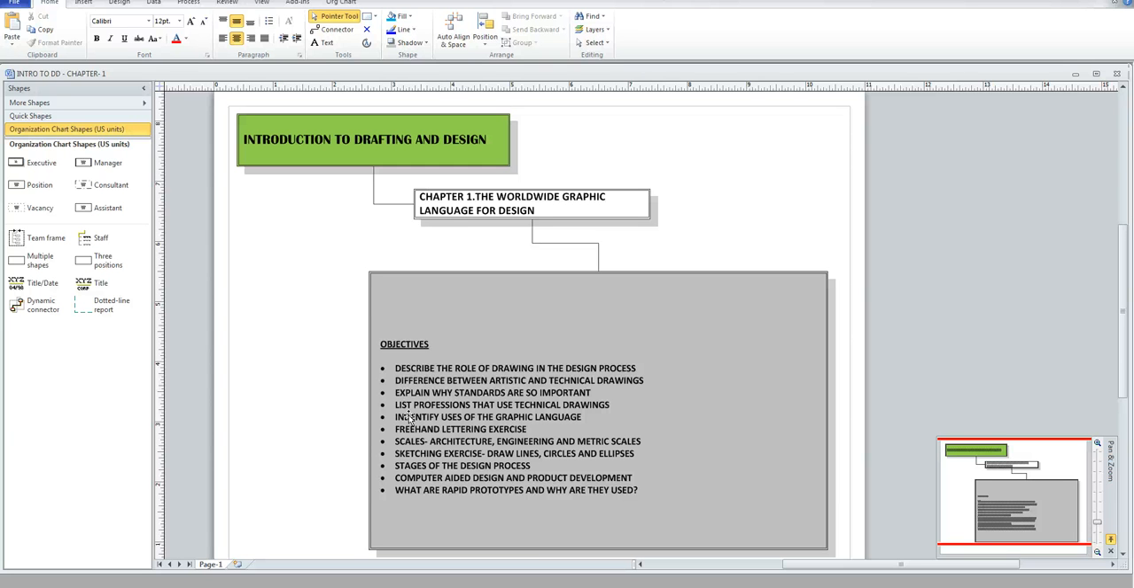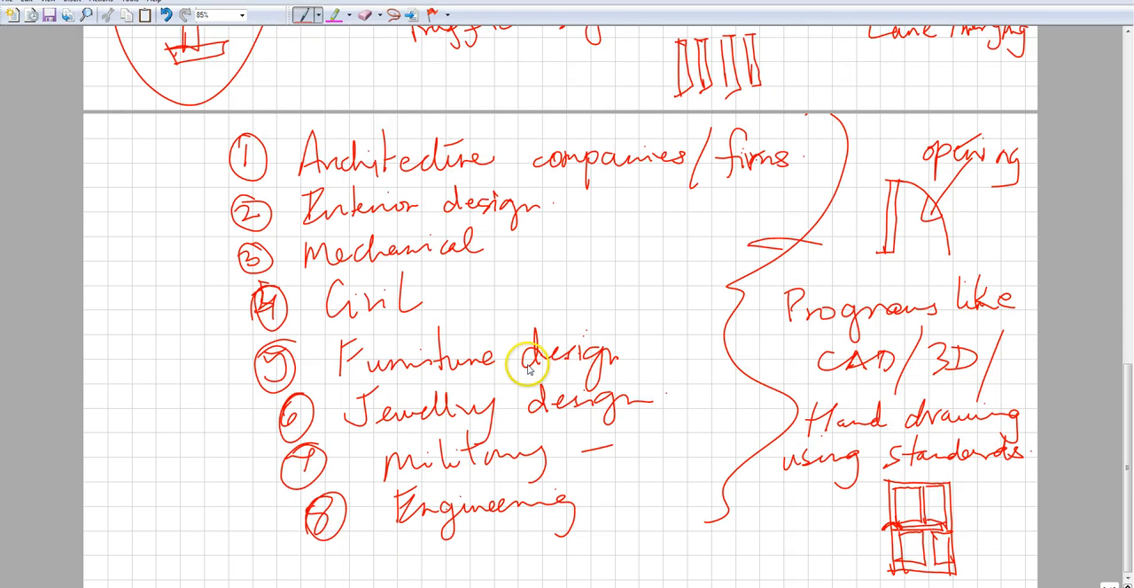Now let's go to some exercises where we will learn how to draw some lettering using freehand. Now, as I said, lettering is extremely important when it comes to working with your sketches and hand drawing.